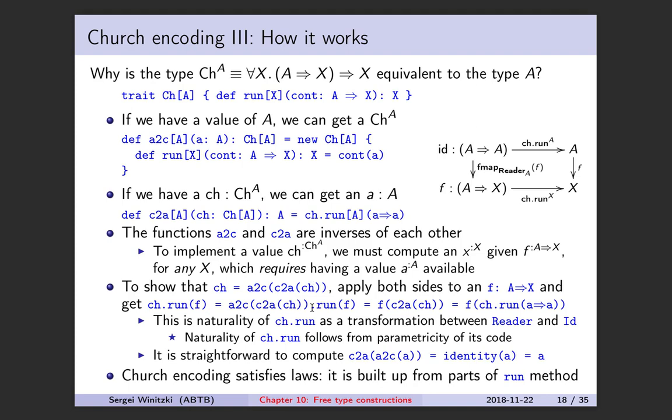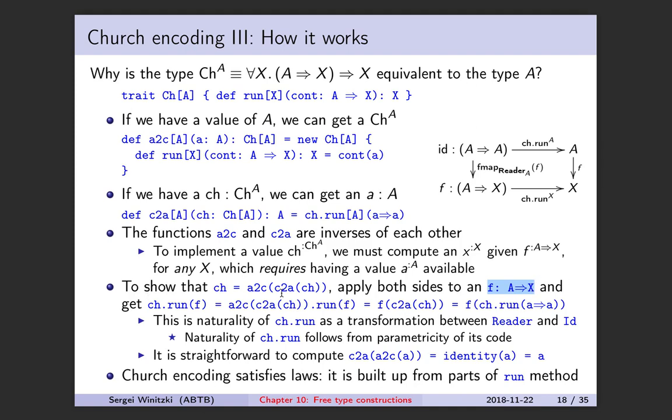But what does it mean I have the same ch? Ch is a function. So this function must be equal to that function. Now, equality of functions means if I substitute some argument into that function, I get the same value as a result by applying this side and this side. So let's apply both sides to some function f of type A to X.